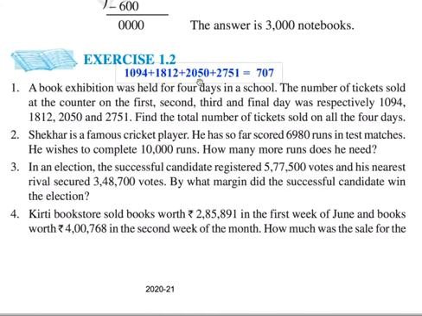1 will go to the 1000 place. 2 plus 1 is 3. 3 plus 2 is 5. 5 plus 1 is 6. 6 plus 1 is 7. This is the number.